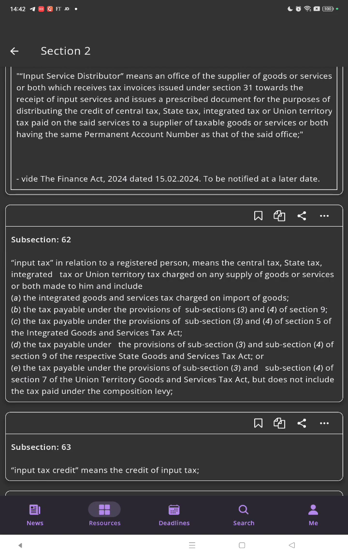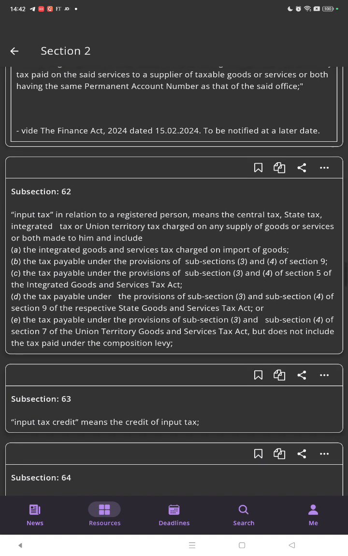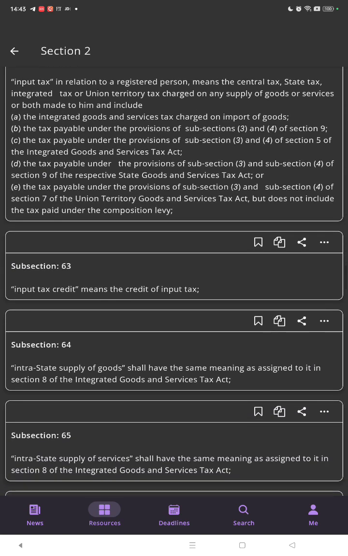Subsection 62: Input tax in relation to the registered person means the central tax, the state tax, integrated tax, or union territory tax charged on any supply of goods or services or both made to him and includes the integrated goods and services tax charged on import of goods, the tax payable under the provision of subsection 3 and 4 of section 9, the tax payable under the provision of subsection 3 and 4 of section 5 of the Integrated Goods and Service Tax Act, the tax payable under the provision of subsection 3 and subsection 4 of section 9 of the respective state goods and service tax act, or the tax payable under the provision of subsection 3 and subsection 4 of section 7 of the union territory goods and service tax act, but does not include the tax paid under the composition levy.